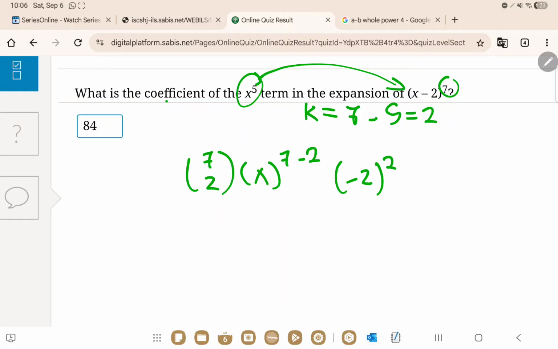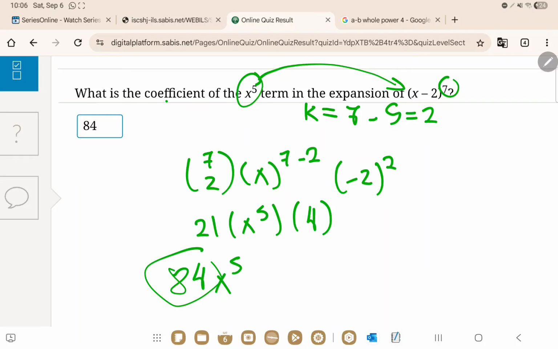7c2 would be, I said 21 I think, but let me check. 7c2 is 21 into x to the power 5 into 4. 21 times 4 is going to be 84. The x to the power 5 coefficient is 84. Let us move on.